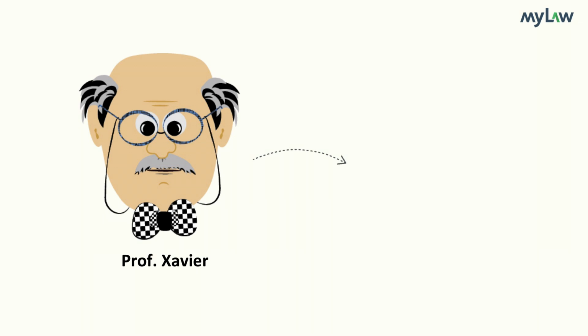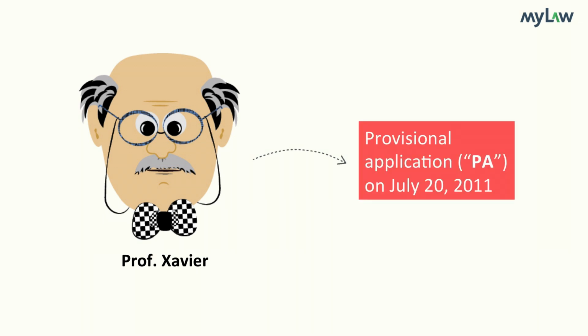Let's understand this by way of an illustration. Professor Xavier files a provisional application on 20th July 2011. Professor Xavier has time till 20th July 2012 to develop her invention and file a complete application for the same. Extension beyond July 20, 2012 is not possible.